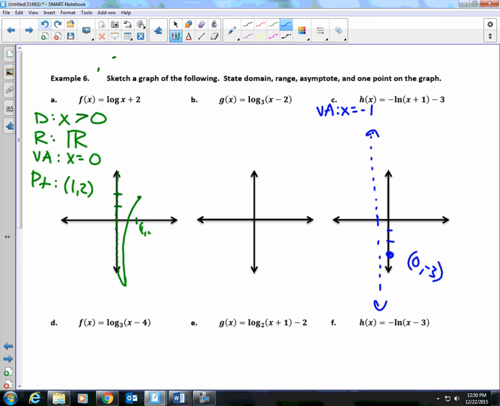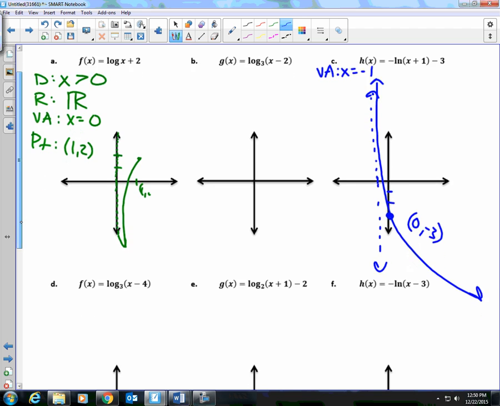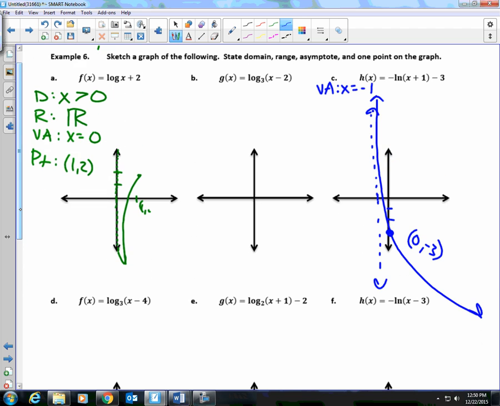And because there's a negative in front, will it start down and finish up, or will it start up and finish down? Start up and finish down. And please be careful in this situation that your graph follows the vertical asymptote and not simply just the y-axis, right? I mean, you want to follow your asymptote. Okay, so what's the domain? x greater than -1, range, all real numbers, and my point we stated was 0, -3.